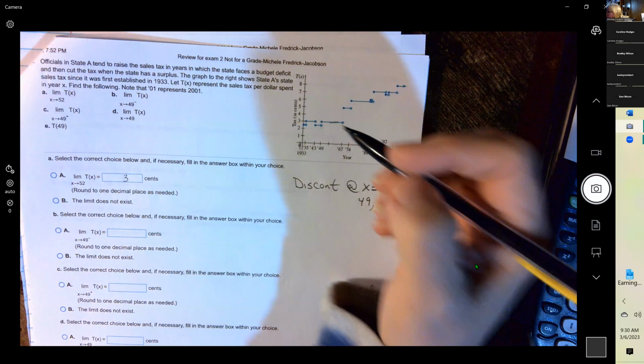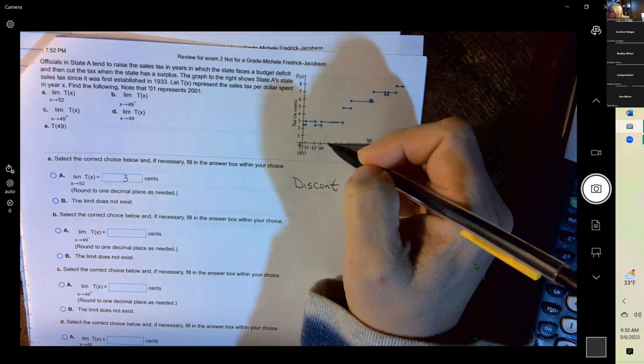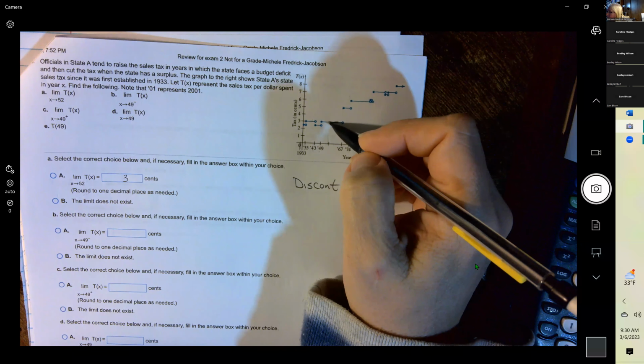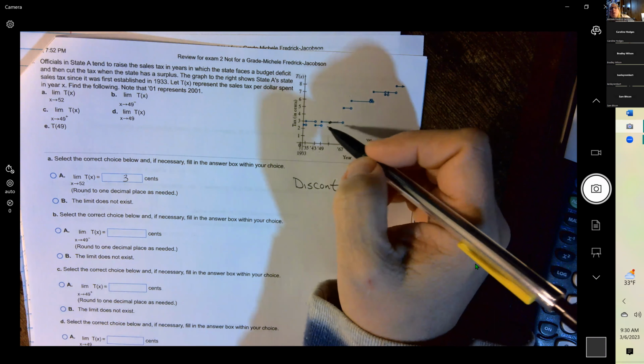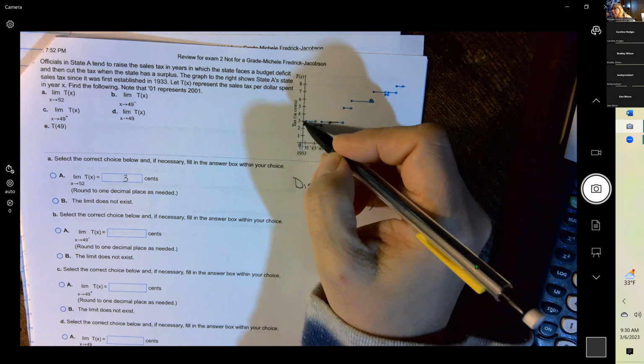It's 3 because that would be your y value. So if you go over 52 for your x and go up to the point, it's right here. And it's a solid line on both sides of it. And so that's why it's the y value.